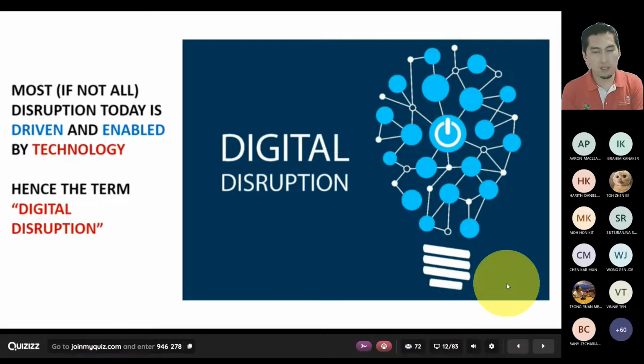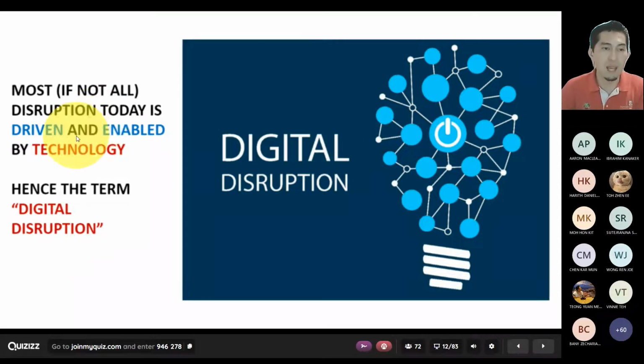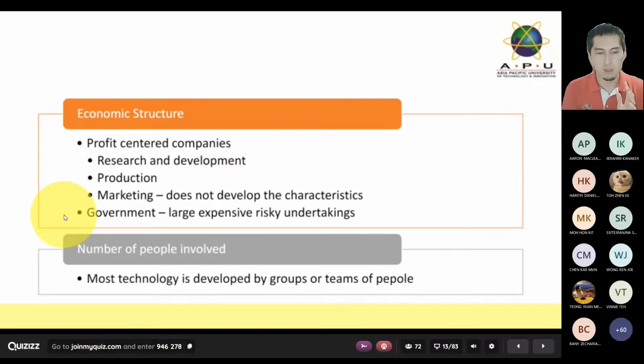So based on this digital disruption, the main message here is that, as you can see, disruption today is driven and enabled by technology. All those changes and examples I've shown you earlier have basically changed how things work. Yeah, hence the term digital disruption. So a lot of the categories of technology that we're going to look at after this, one of the first ones we're going to look into is, oops, this is not.